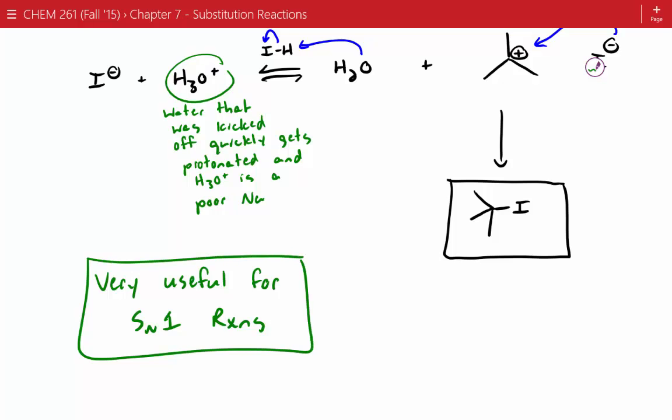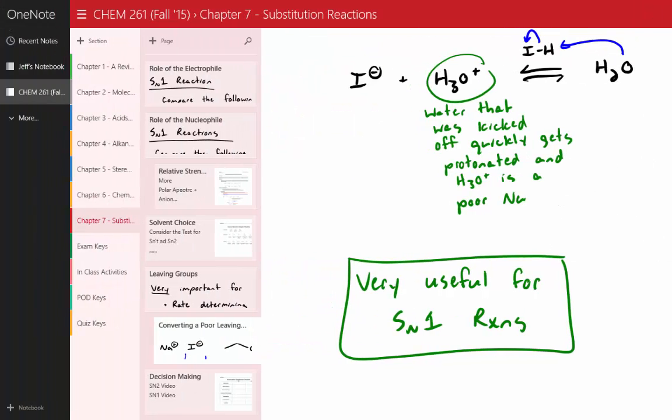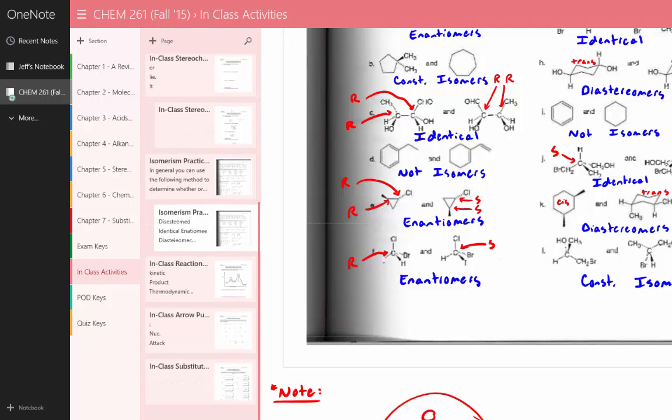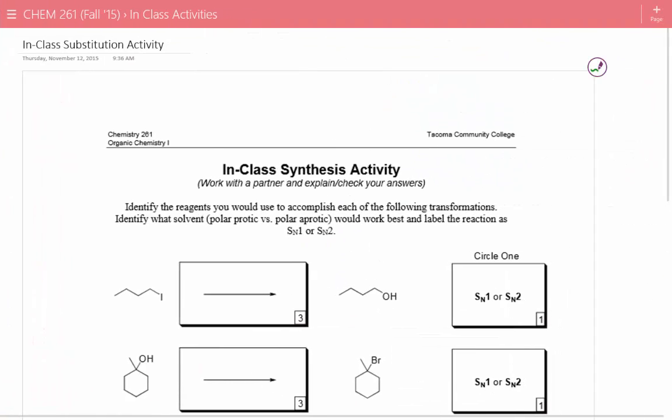All right, so now what we're going to do is shift gears a little bit and do an in-class activity. So I'm going to hand this out. I forgot to put it on the back table. But what we're going to do is try to pick not only reagents, but appropriate solvents for each of the transformations. And I want you to circle whether or not the reaction is SN1 or SN2.